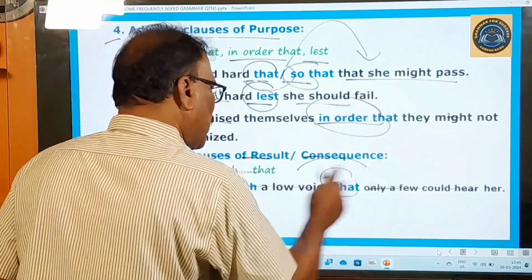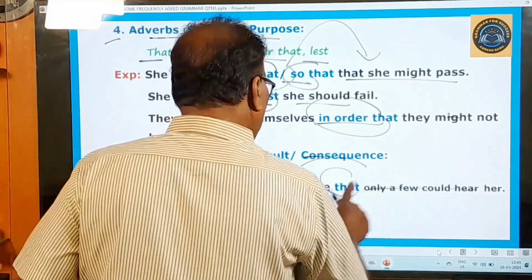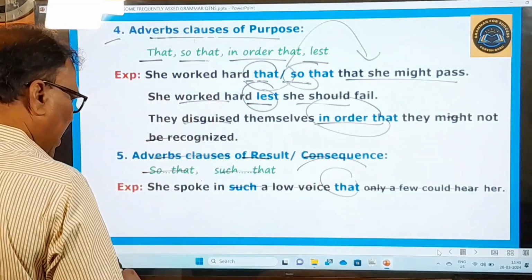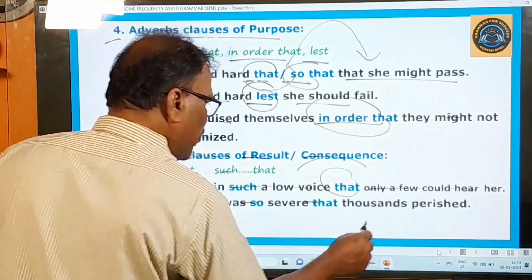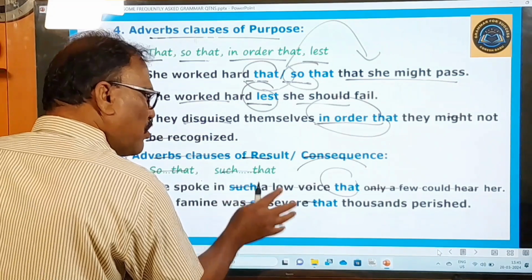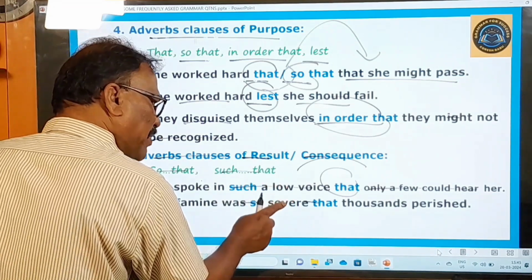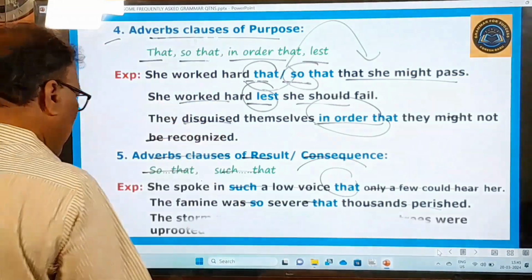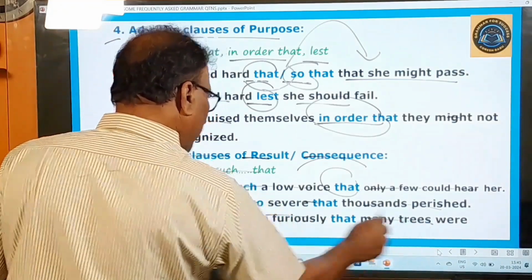She spoke in such a low voice. What is the result of that? Only a few could hear her. So this such that is indicating the result or consequence. Okay, and here, the famine was so severe that thousands perished. So the famine was so severe. What is the result of that famine being so severe? That thousands perished. That is the net result. Okay, last example, the storm raged so furiously that many trees were uprooted.